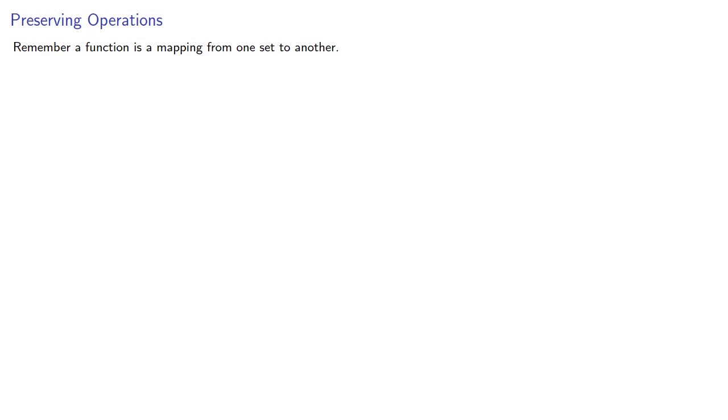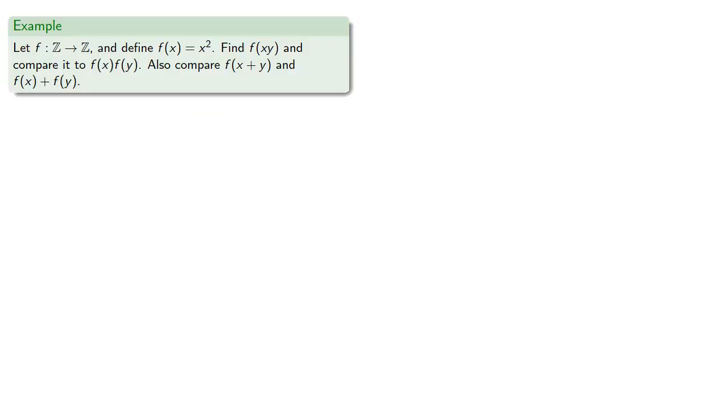Remember, a function is a mapping from one set to another. If our set is also a group, we might ask, can our mapping preserve the group operation? For example, suppose f maps the set of integers to the set of integers by being the function x squared.